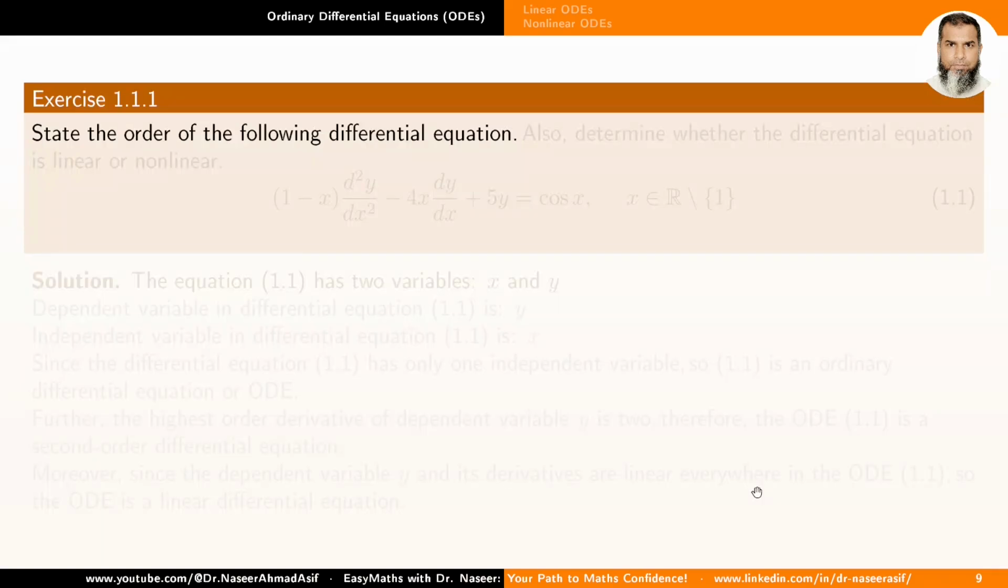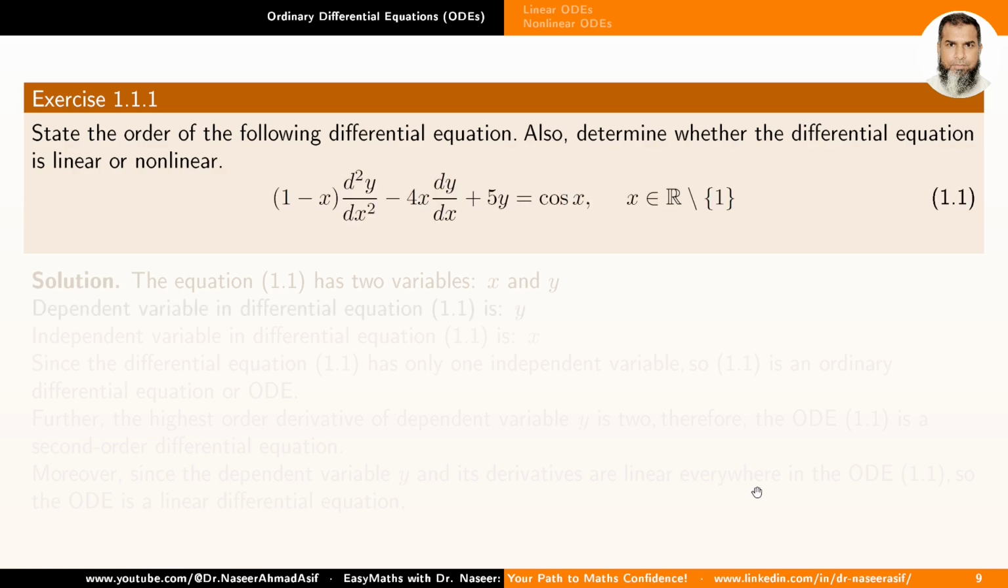We'll see some questions for exercise. State the order of the following differential equation. Also determine whether the differential equation is linear or non-linear. The differential equation is 1 minus x d2y by dx square minus 4x dy by dx plus 5y is equal to cosine x, where x belongs to R other than 1.